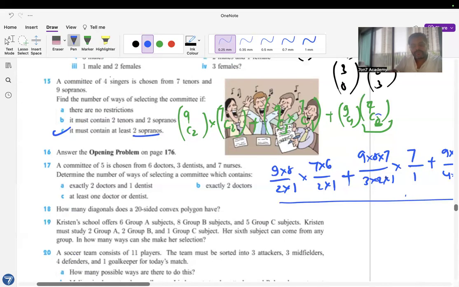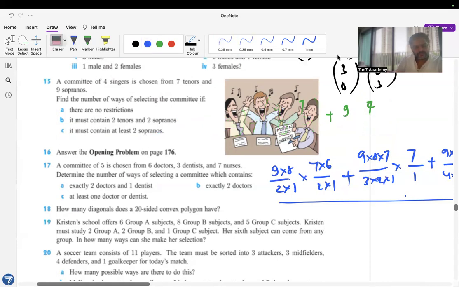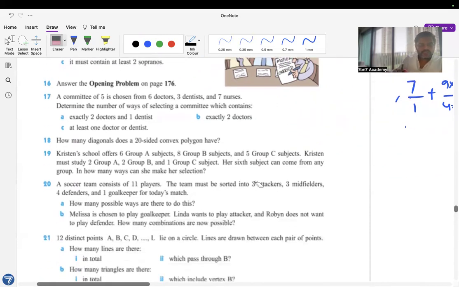So the question will not be direct for this, the question will be indirect. Okay, so that's what it is. The permutation and combination questions are like that. Now see, can you try question number 17?